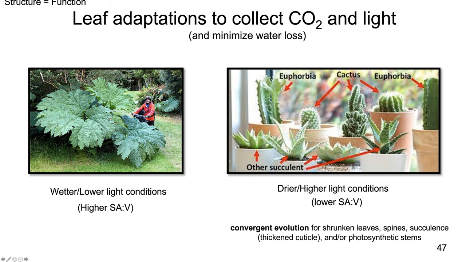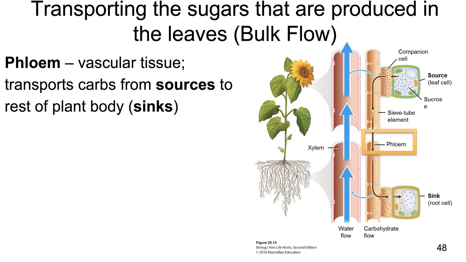The last thing I want to talk about is how this shoot system transports sugars that are produced in the leaves to the rest of the plant through this process of bulk flow. So remember, we talked about bulk flow in multicellular organisms. Bulk flow is really important because although diffusion can move individual molecules from places of higher concentration to lower concentration, the rates of diffusion are usually not fast enough to get important solutes, important nutrients to all parts of a large multicellular organism and all the cells of a multicellular organism.